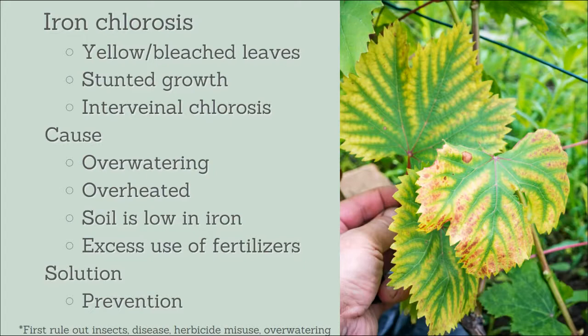Down at the bottom, I do have, what does that say? I don't know if you can see it. Can you see at the very bottom, Paul, that little note that I made? Yes, it says first, rule out insects, disease, herbicide misuse, and overwatering. I just wanted to be sure because the screen I'm sharing doesn't show it, so I wanted to be sure you all were seeing it. So definitely try to rule out some obvious things first.